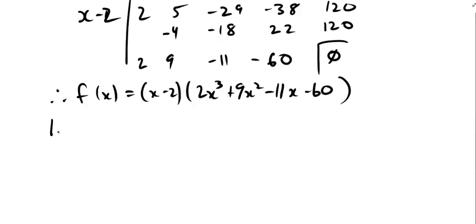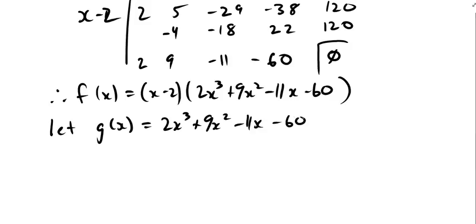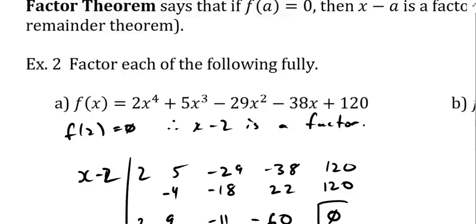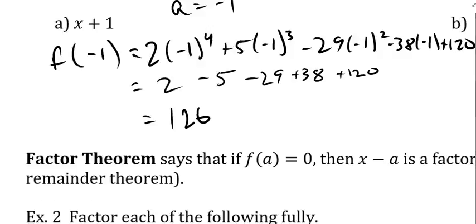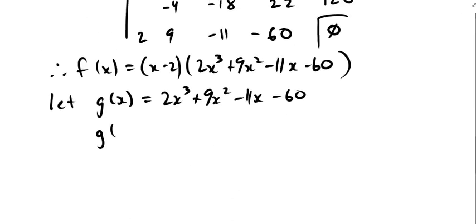We let g at x equal 2x cubed plus 9x squared minus 11x minus 60. And we start looking for another factor. So go ahead and try that. Try some different values. We've already done negative 1. We haven't tried positive 1, so you could try positive 1.